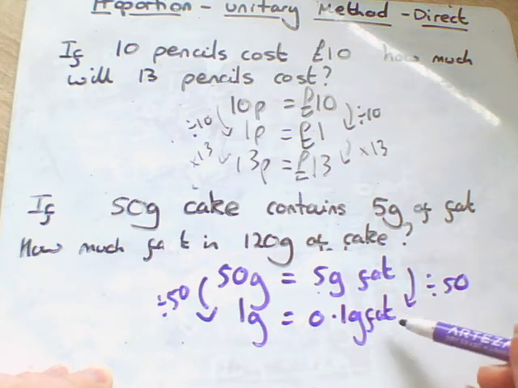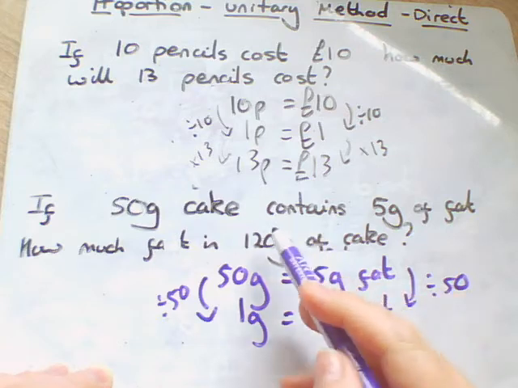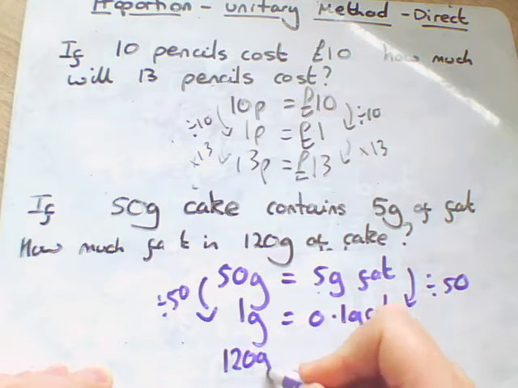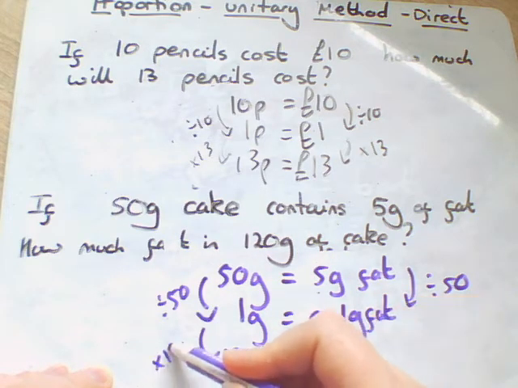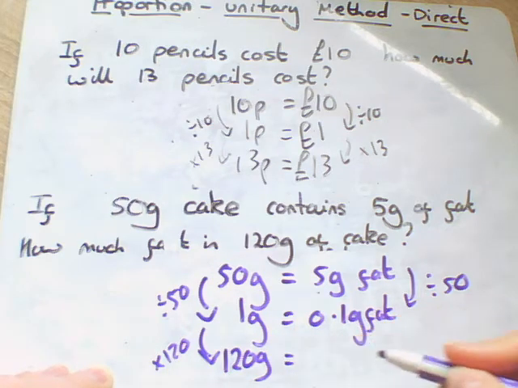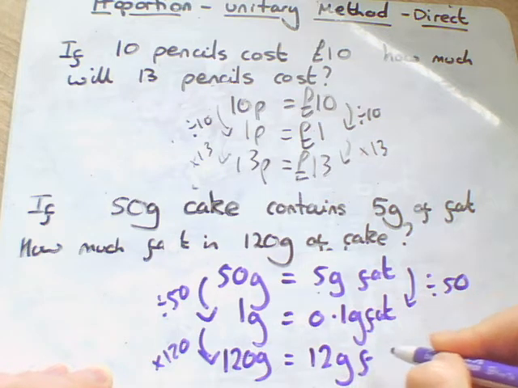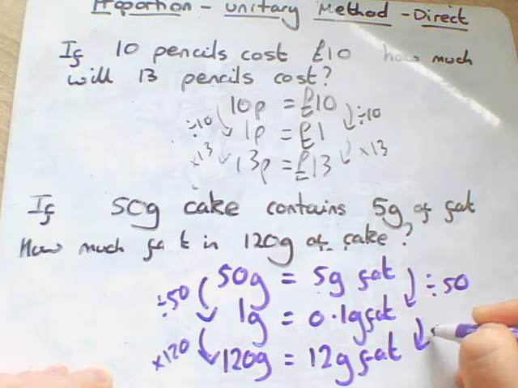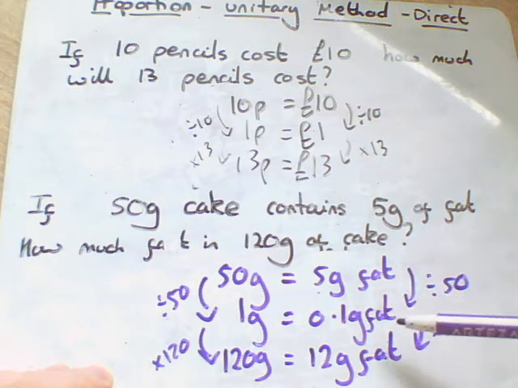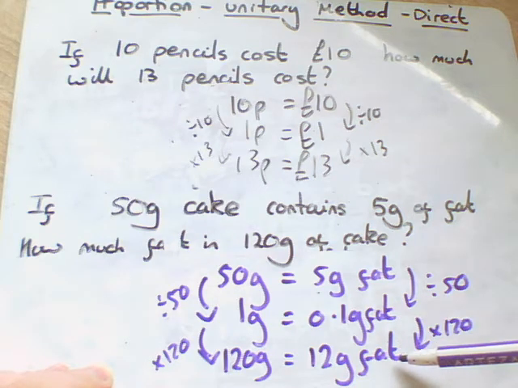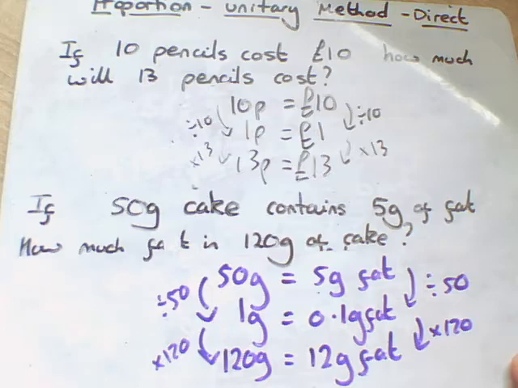Now I've got my unitary, I'm going to scale it up. On this side, I want 120 grams of cake, so I've multiplied by 120 there. So I'm going to do 0.1 times 120, which gives me 12 grams of fat. Again, I started with the information I had, I found the singular, and then I scaled it up. Let's have a look at another couple.